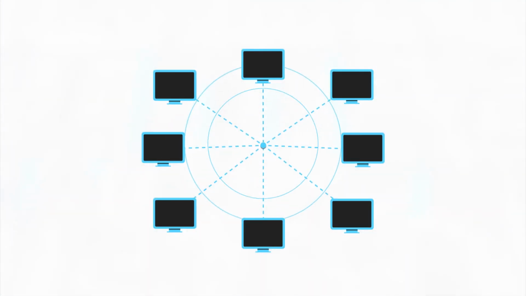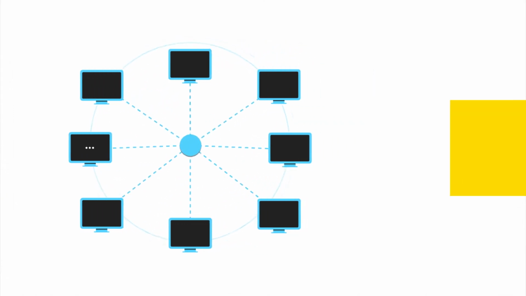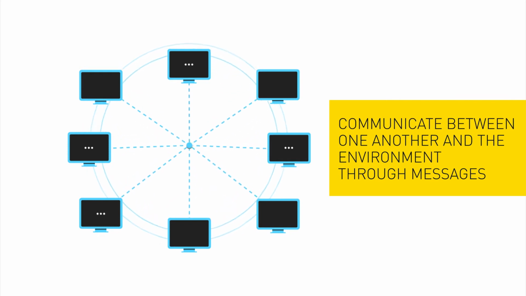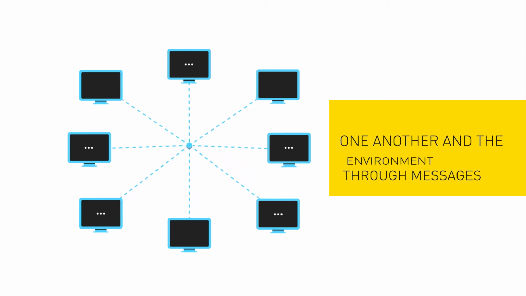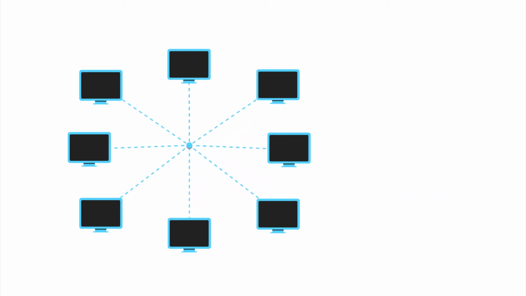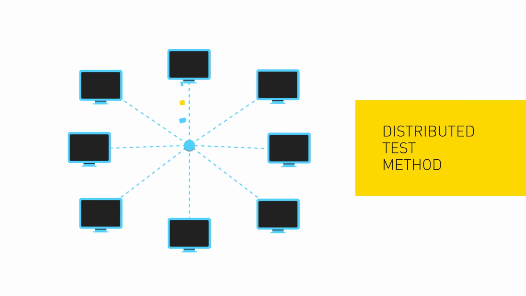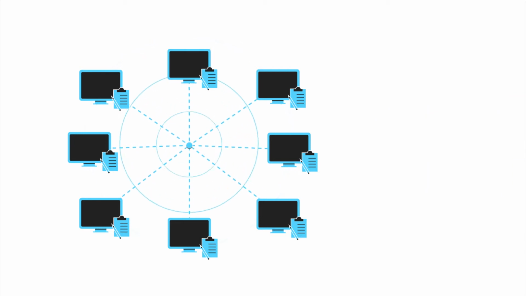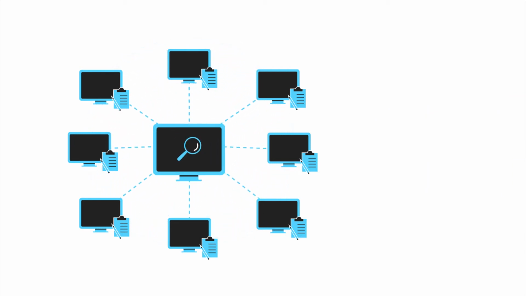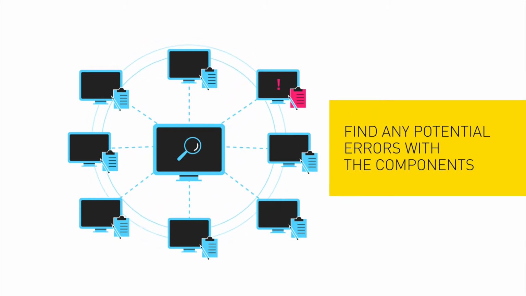A distributed system, as the name implies, is a system made up of many distributed components. These components can communicate between one another through messages. To make sure this type of system is working as intended, it's often used a method of testing that places local testers in each of these components. A central tester then sets up these local testers with given scenarios, so that they may find any potential errors with the components.